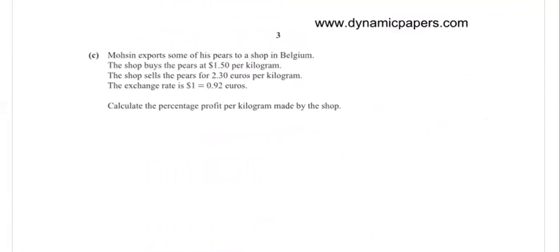Next we have part C. Mohsen exports some of his pears to a shop in Belgium. The shop buys the pears at $1.50 per kilogram. This is the price for 1 kg. The shop sells the pears for 2.30 euro per kilogram, and this is the exchange rate. Calculate the percentage profit per kilogram made by this shop.